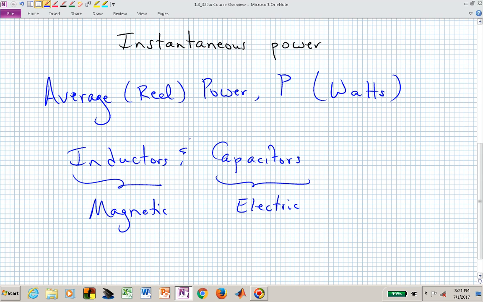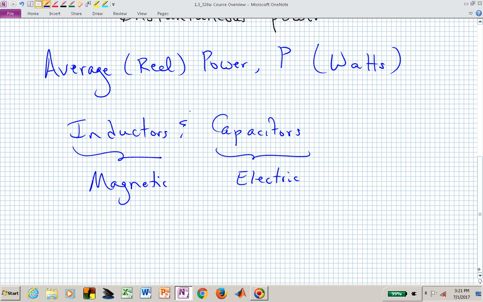The power company doesn't want this, or can't afford to have a lot of this energy being pushed back and forth in these energy storage elements without keeping track of it, because it's impacting their ability to deliver usable power in the form of average power. Because of that, we need to keep track of it. They do and we do.